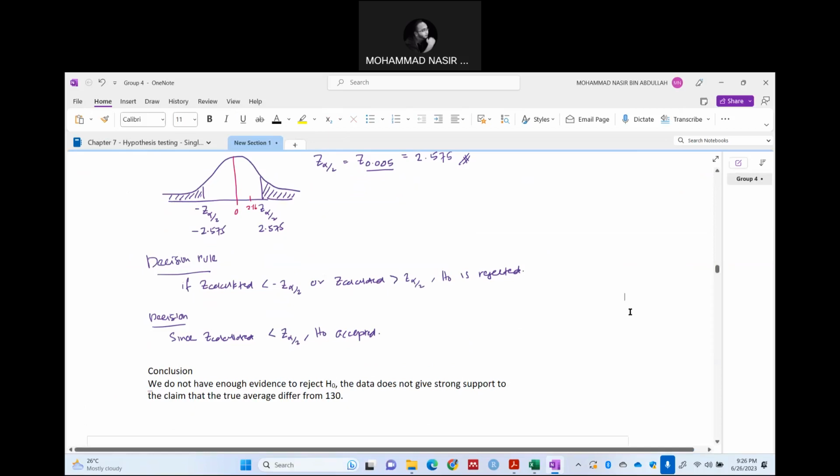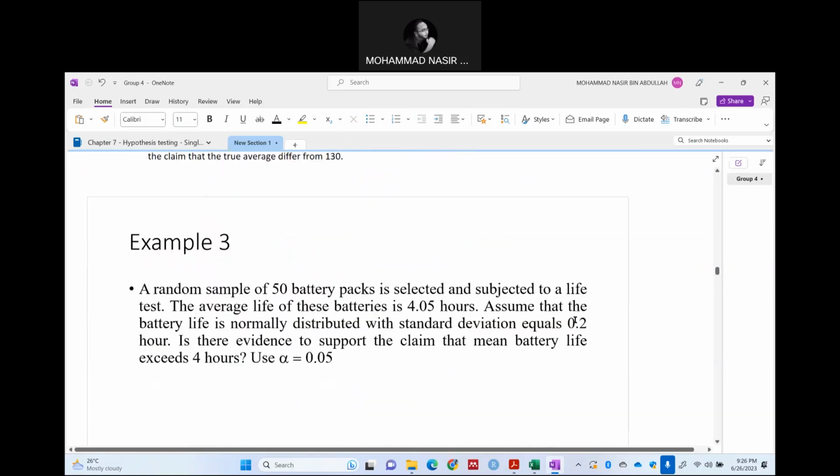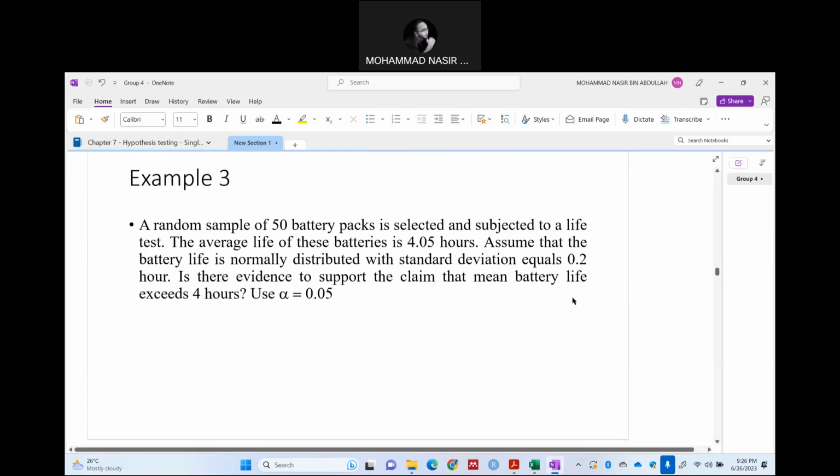So we do not have enough evidence to reject the null hypothesis. The data does not give strong support to the claim that the true average differs from 130. Okay. Any questions so far?